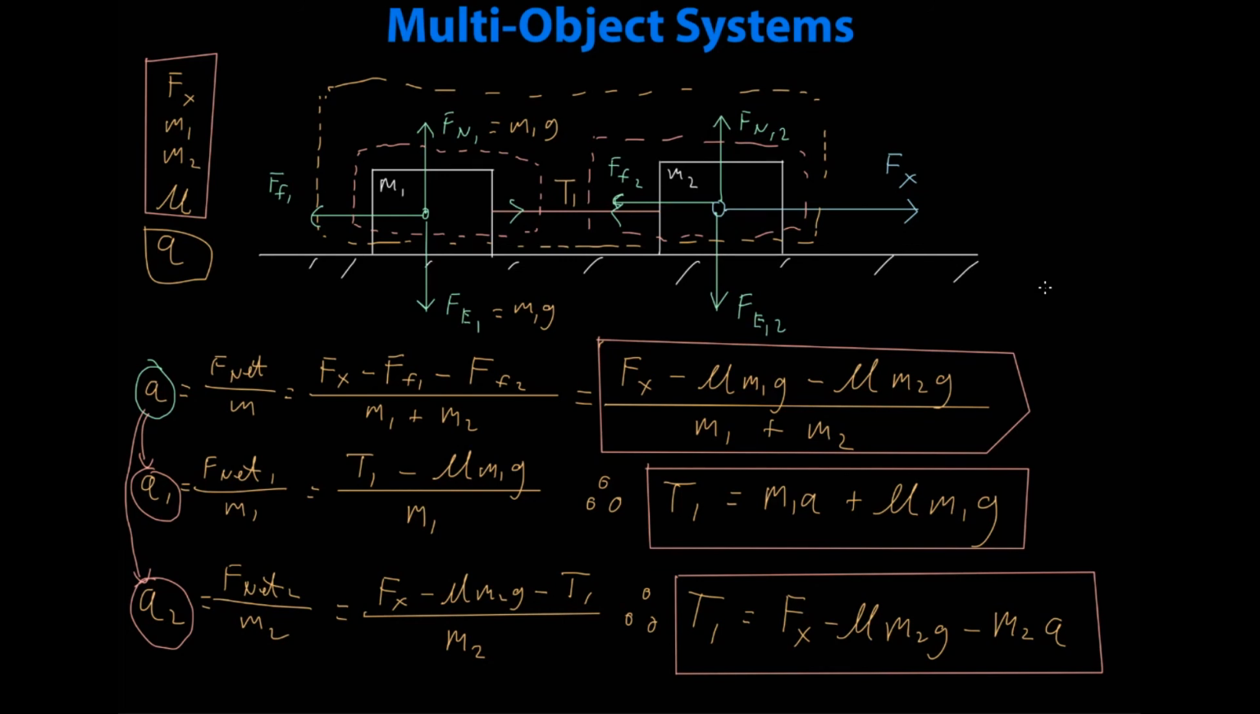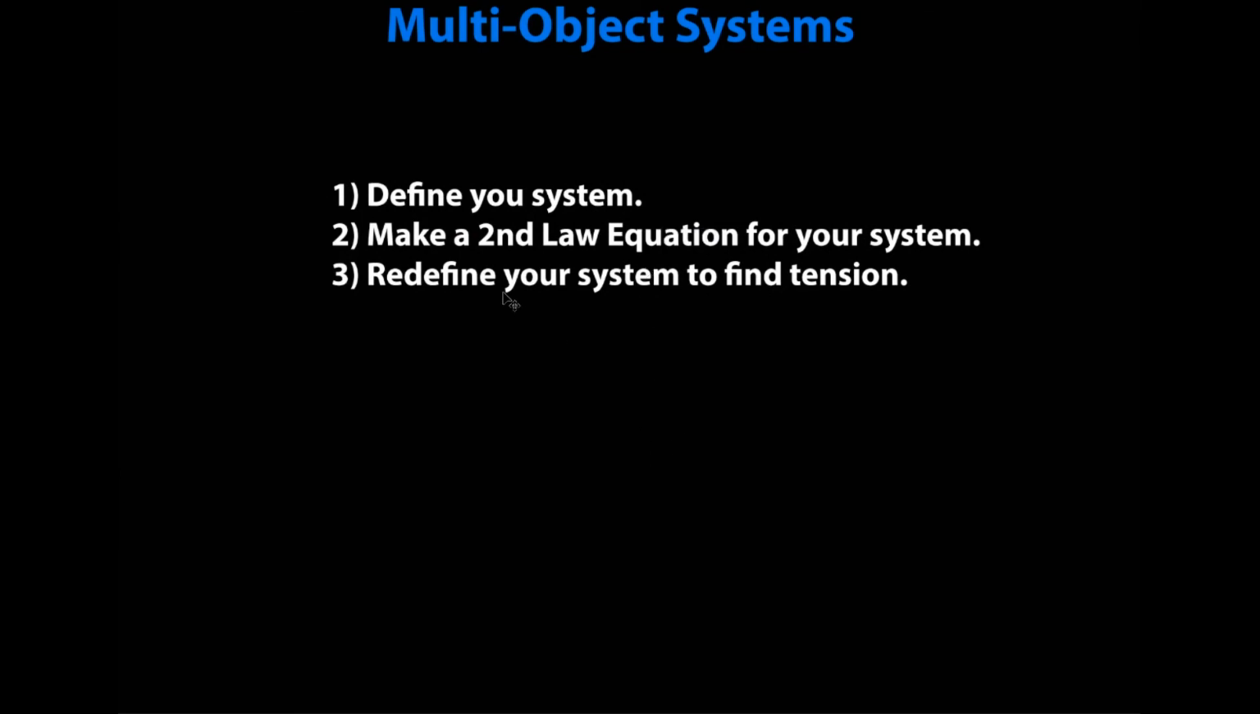Okay, so this is the technique to solve a multi-object system. The next videos I make are going to be more complicated systems. This was the basic one, but once you get the technique down, the technique is the same every single time. The technique: 1, define your system. 2, make a second law equation for your system.